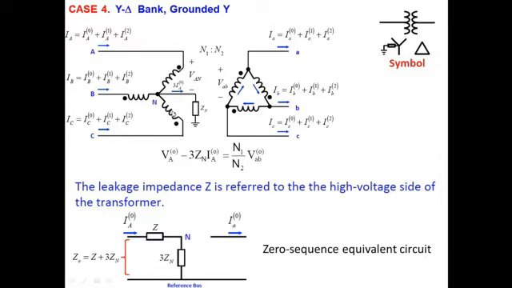And if we want to see the zero sequence equivalent circuit, for the high voltage side we are having Z plus 3Zn, while for the low voltage side we don't have any path.